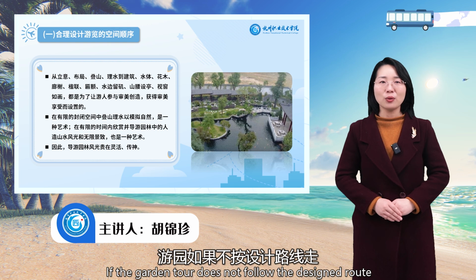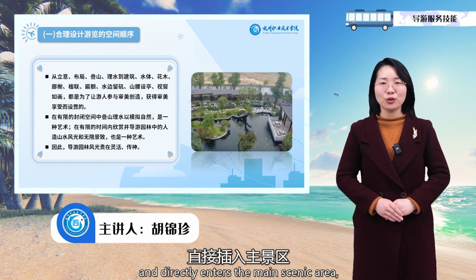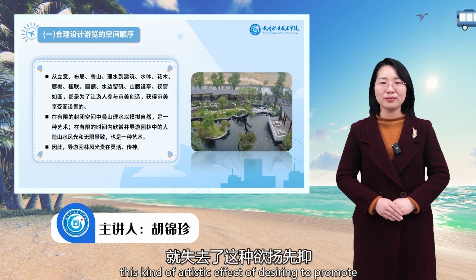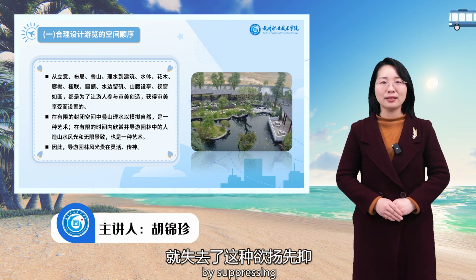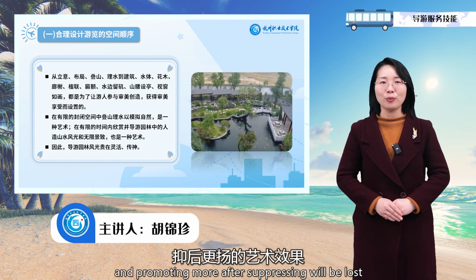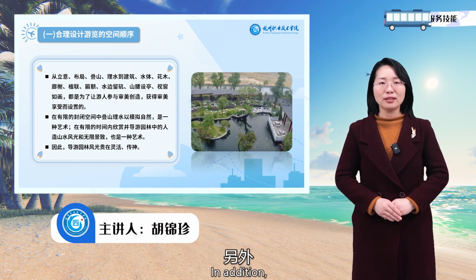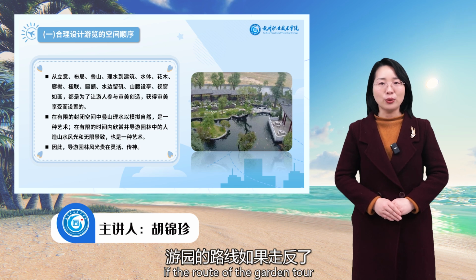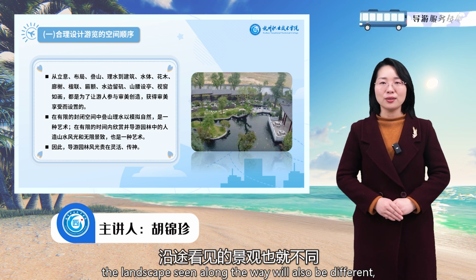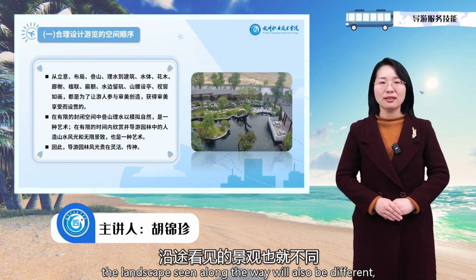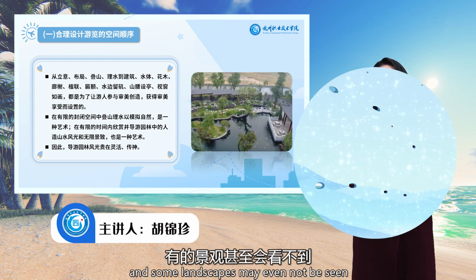If the garden tour does not follow the designed route and directly enters the main scenic area, this kind of artistic effect of designing to promote by suppressing and promoting more after suppressing will be lost. In addition, if the route of the garden tour is taken in the opposite direction, the landscape seen along the way will also be different, and some landscapes may even not be seen.